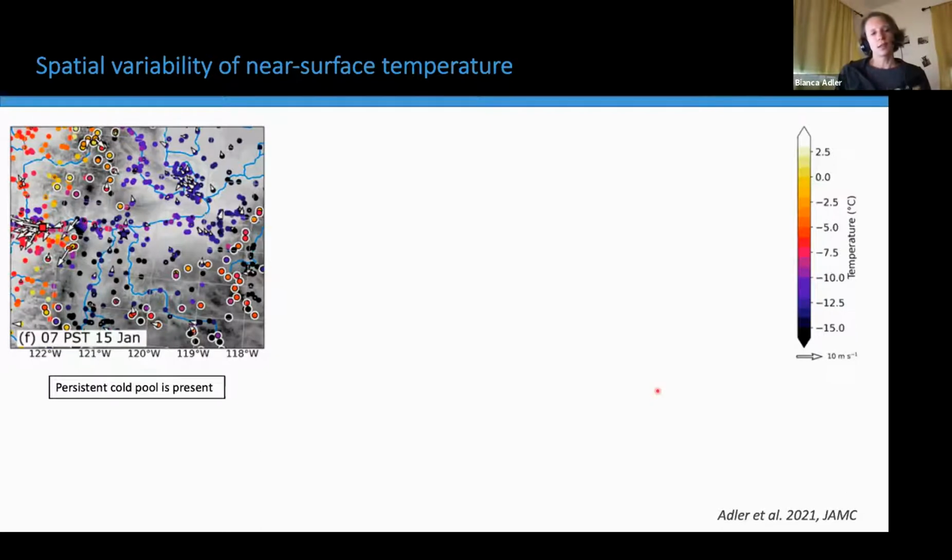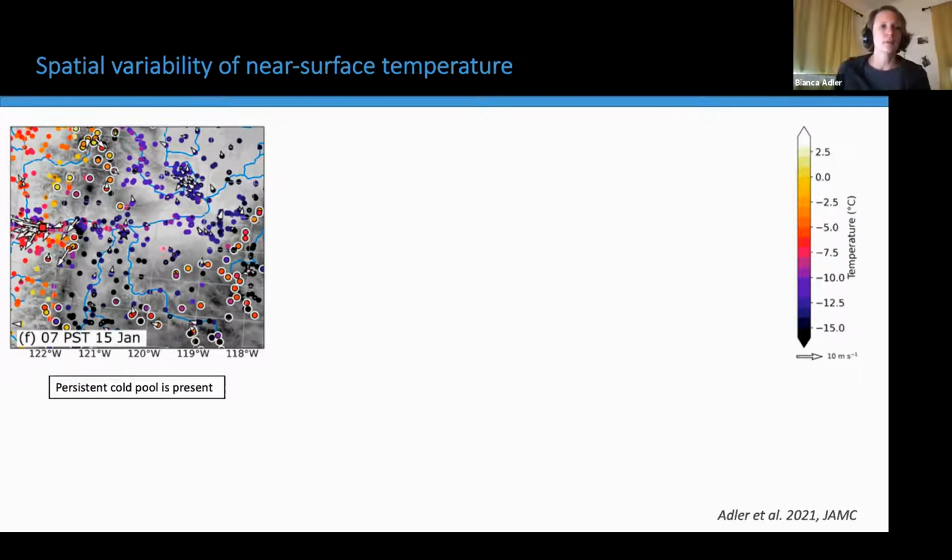So far, we only looked at profile measurements at one site. And while this is very useful, it doesn't tell us anything about the horizontal characteristics of the cold pool. So for that, we then used information from this large number of surface stations. Each circle here in this example indicates one surface station, and the color indicates the temperature measured at this station. The gray shading indicates terrain height, and stations with this white circle are located above the mean ridge height.